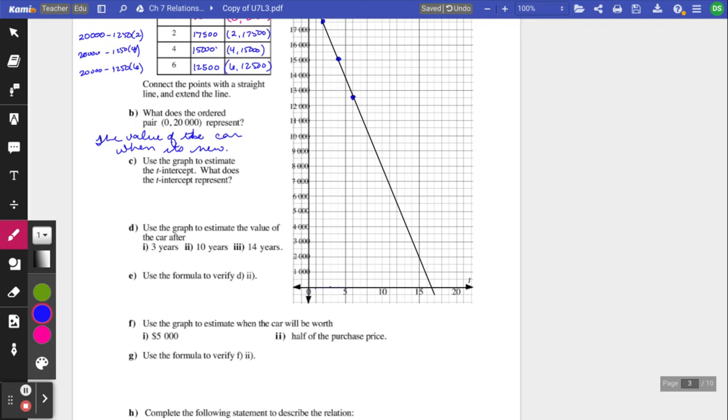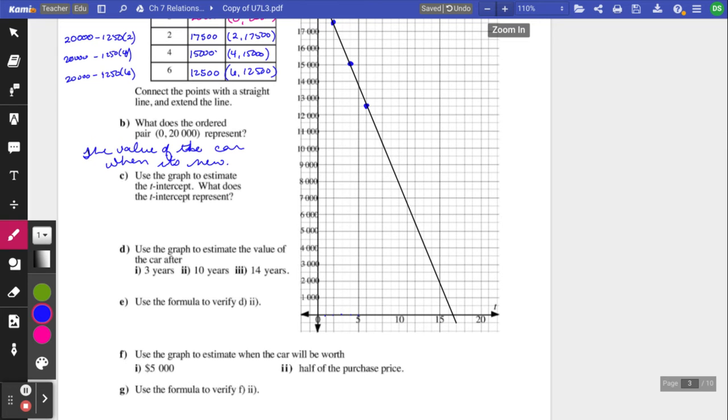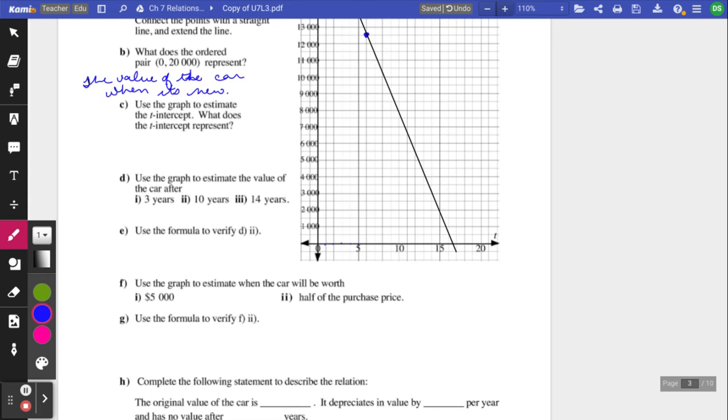Okay, what's next? It says use the graph to estimate the t-intercept. And what does the t-intercept represent? So what do you think it is? Did you try doing this with a ruler? What'd you get? Okay. 15 and a half. Anybody else get something different? 16, and mine's a little over 16. So maybe we'll go with 16. Should we say 16? We're gonna estimate, right? So we're gonna say t is approximately 16.